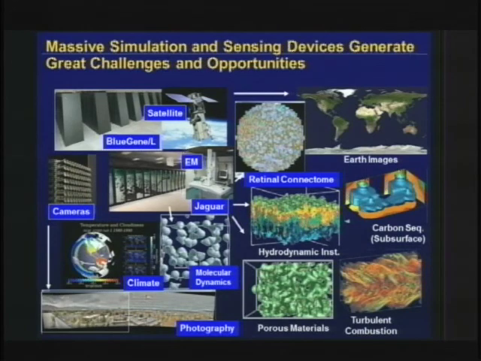So we get data from a lot of different sources. Of course, there's the massive simulations. We have microscopy imaging, satellite imaging, climate modeling, photography. Take your pick. Basically, you have large image data. You want to manage this data, visualize it, analyze it, all without waiting years to do it.